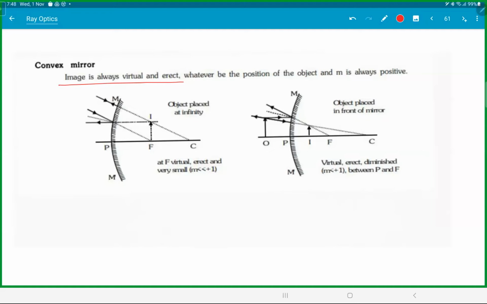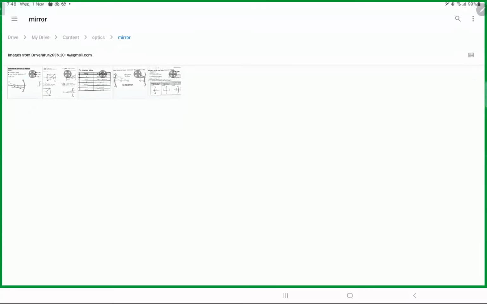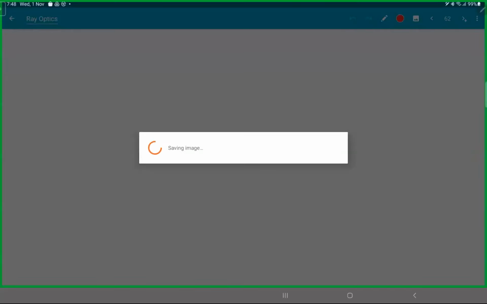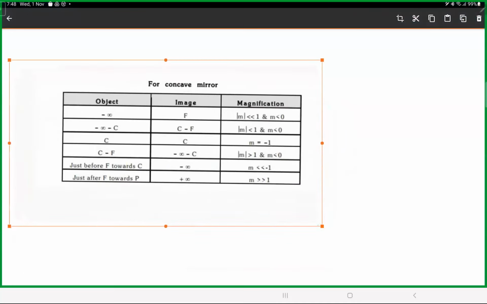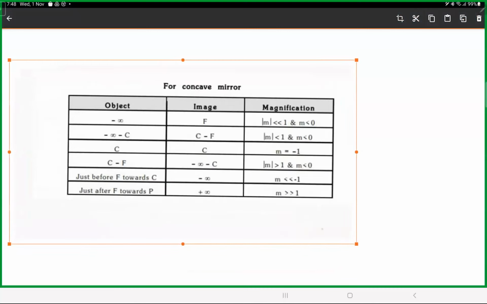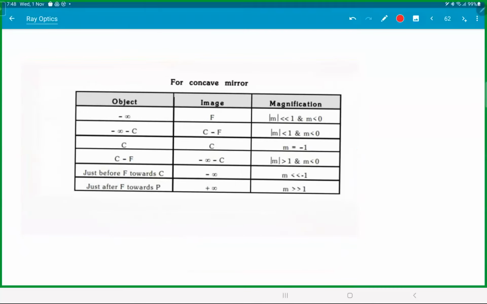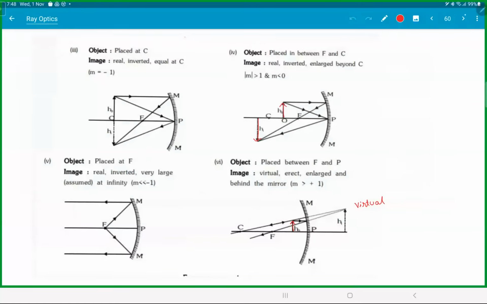Clear? This is just a summary there. Same thing, between the focus, where is the image and all that. Better you remember this.